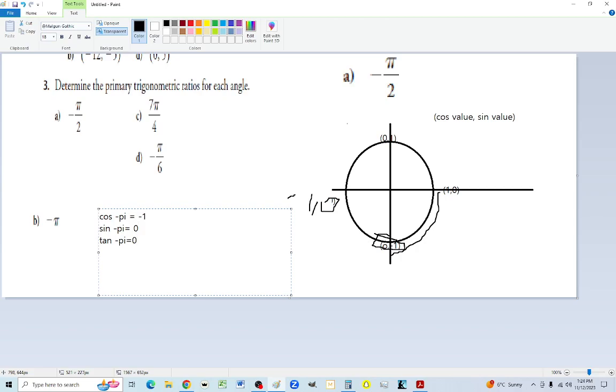Since secant is 1 over cos, 1 over minus 1, the secant of negative pi is equal to minus 1. Since cosecant is 1 over sine, and sine is 0, we get null. And since cotangent is 1 over tan, which is 0, we get null.